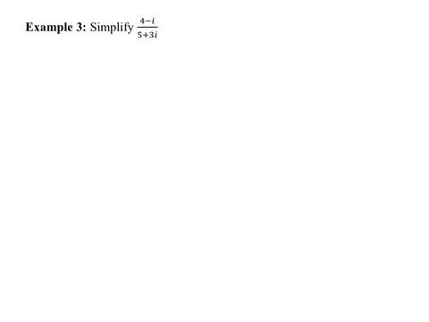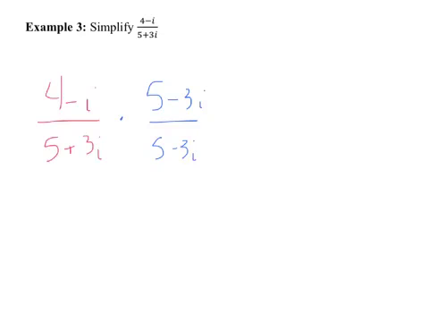Example 3 for here we'll take a look at. We should multiply this by 5 minus 3i over 5 minus 3i. So I'm going to start by rewriting it so I can see it a little bit better. And I'm going to multiply by 5 minus 3i over 5 minus 3i. Now, remember, put everything in parentheses so you remember that you need to FOIL the numerator. So the numerator, let's go ahead and FOIL this.